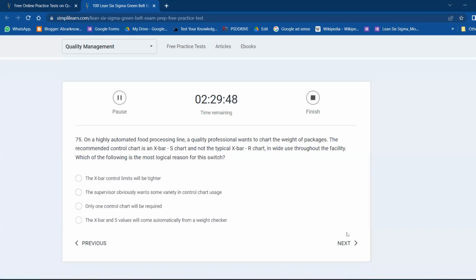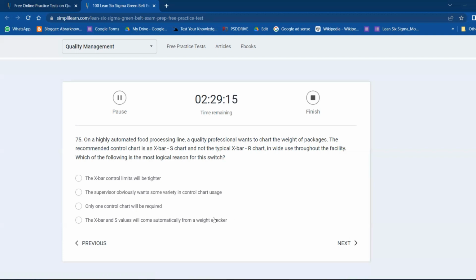And let's go to the 75th one. On a highly automated food processing line, a quality professional wants to chart the weight of a package. The recommended control chart is X bar, S chart, not a typical X bar R chart, in wide use throughout the facility. Which of the following is the most logical reason for this switch from the X bar R chart to X bar S chart?